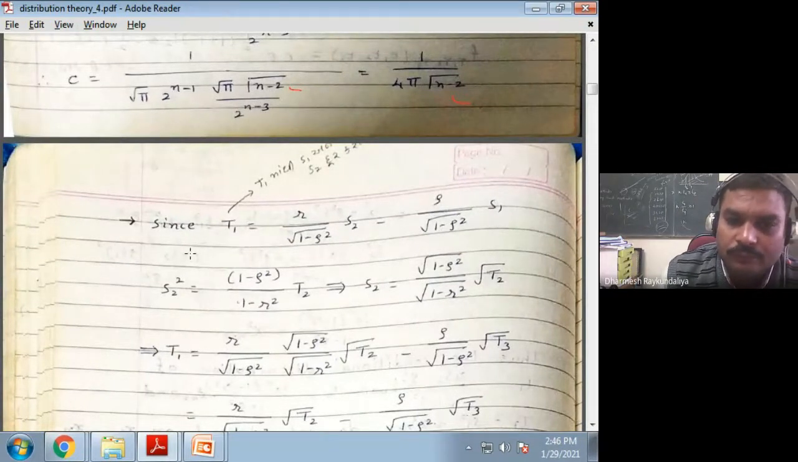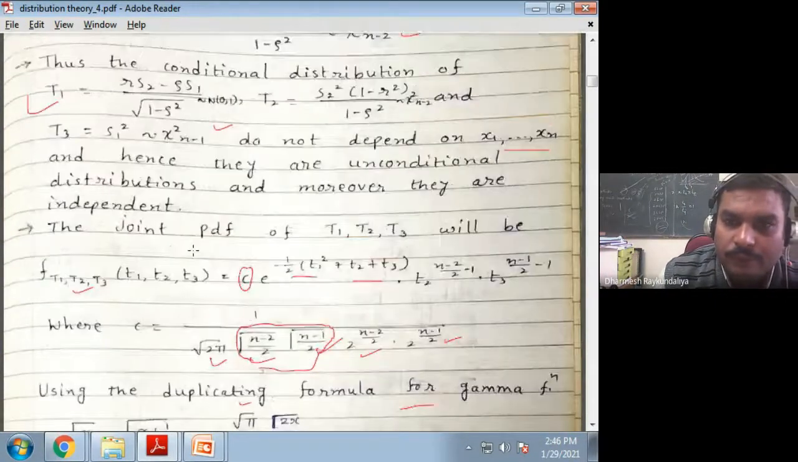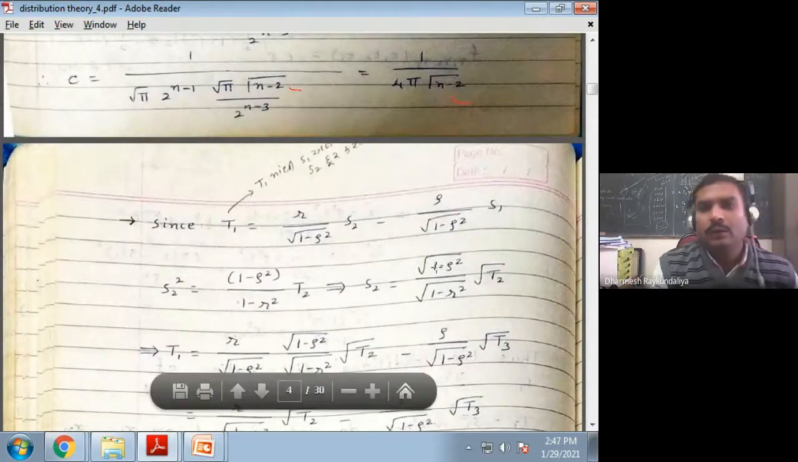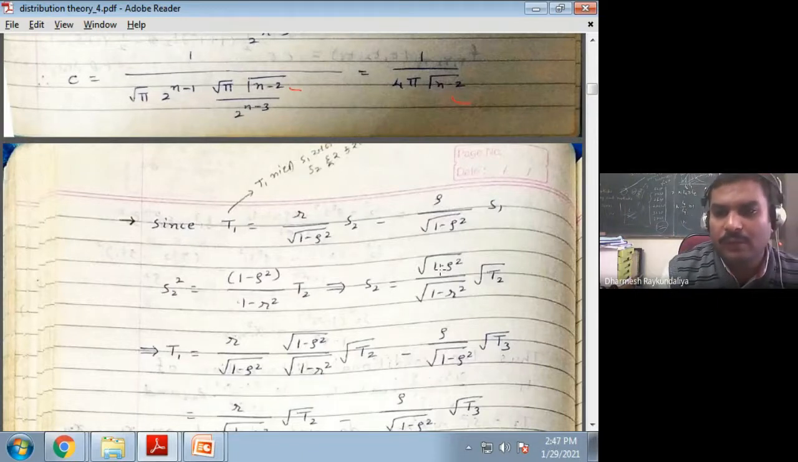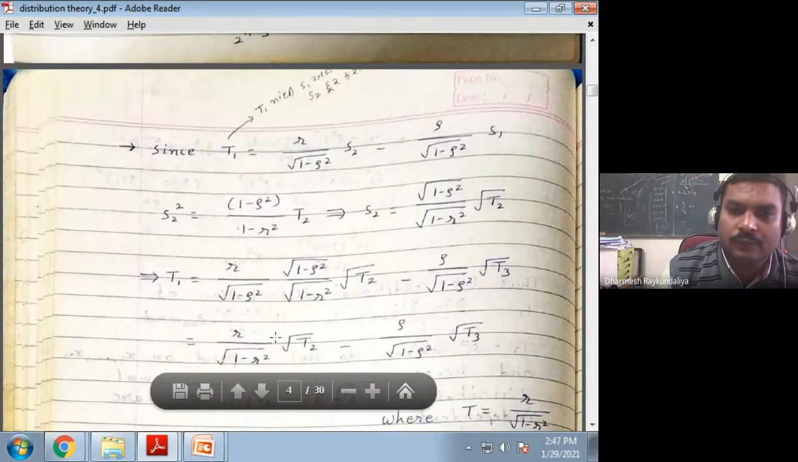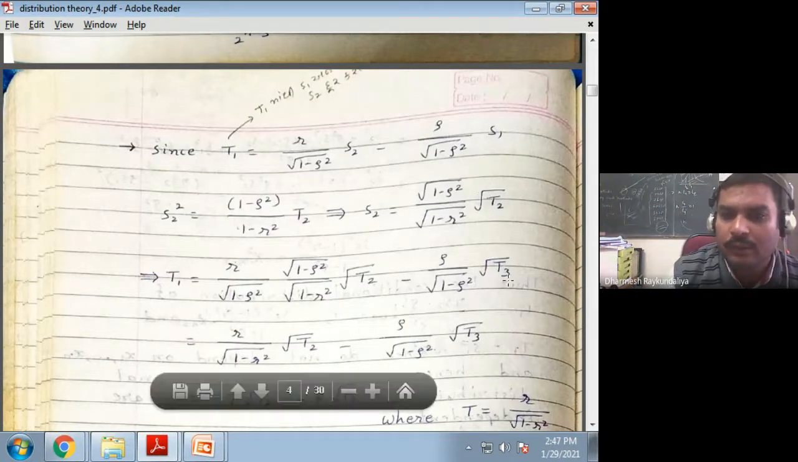And what is S2 square? From T2, what will you write? S2 square equal to T2 times 1 minus rho square upon 1 minus R square. So this is what is written. So S2 equal to root 1 minus rho square upon root 1 minus R square, root T2. Now just substitute the S2 value into this. So T1 equals R upon root 1 minus rho square, times S2, which is root 1 minus rho square upon root 1 minus R square root T2, and minus rho root 1 minus rho square T3. Okay.